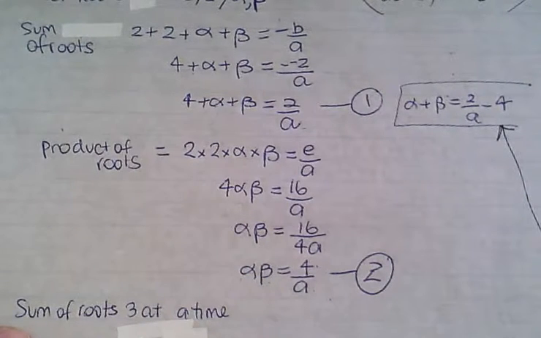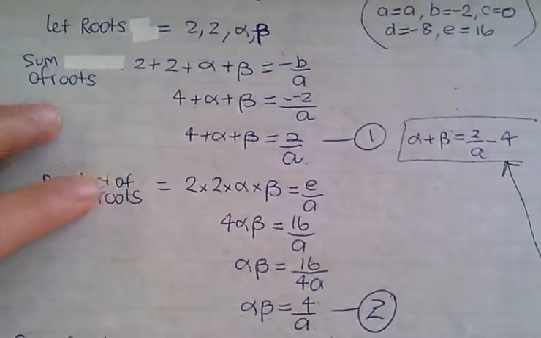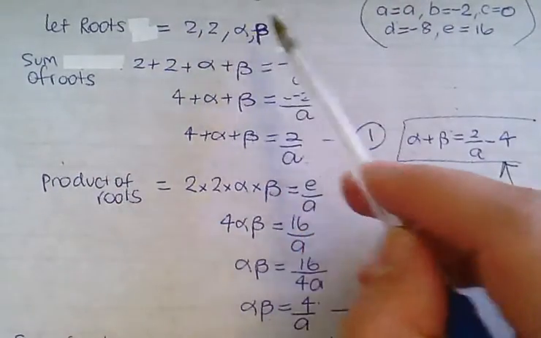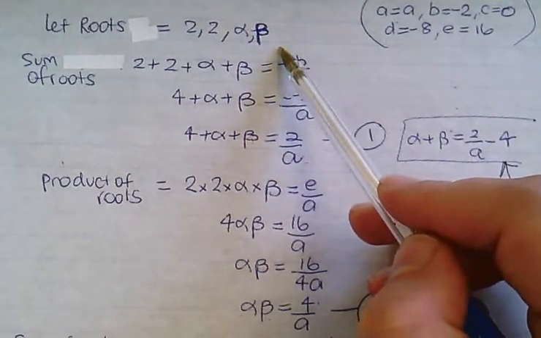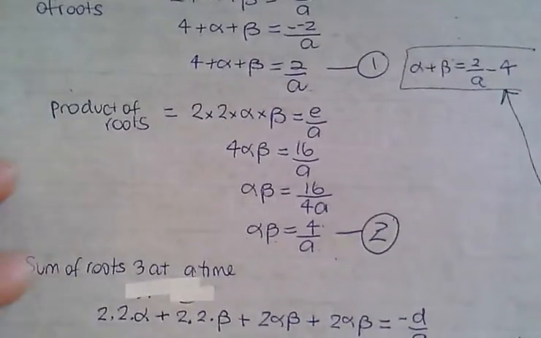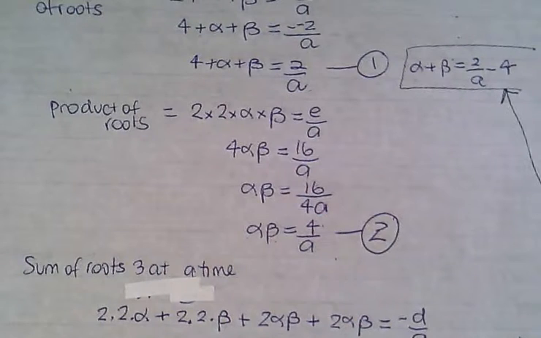We need another equation. You could do, look, 3 at a time is easier than 2 at a time, because there's only 4 combinations as opposed to 6 combinations with 2 at a time. See, if I do sum of roots 3 at a time, I just miss 1 root every single time. Does that make sense? So that is easier than doing the 6 combinations of 2 at a time.